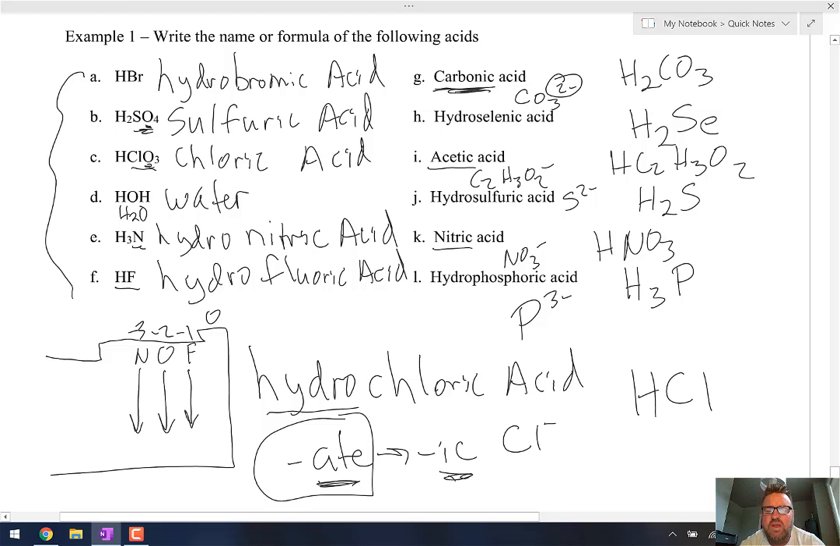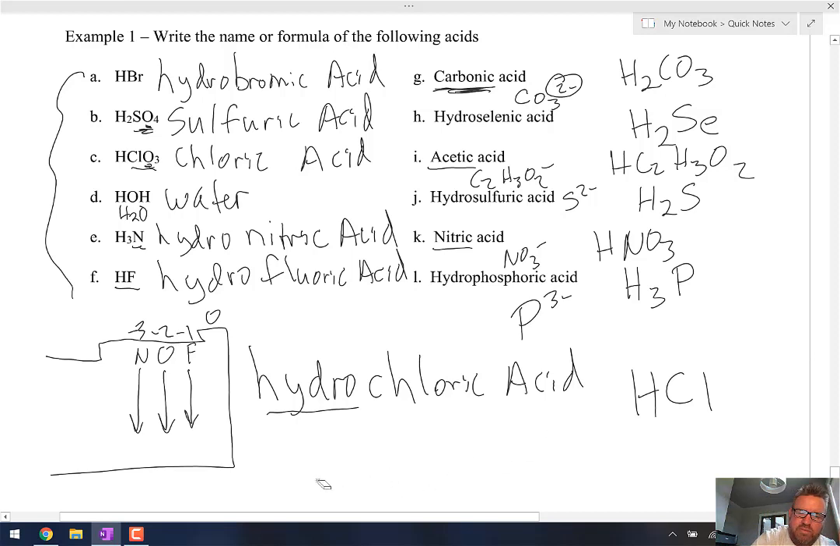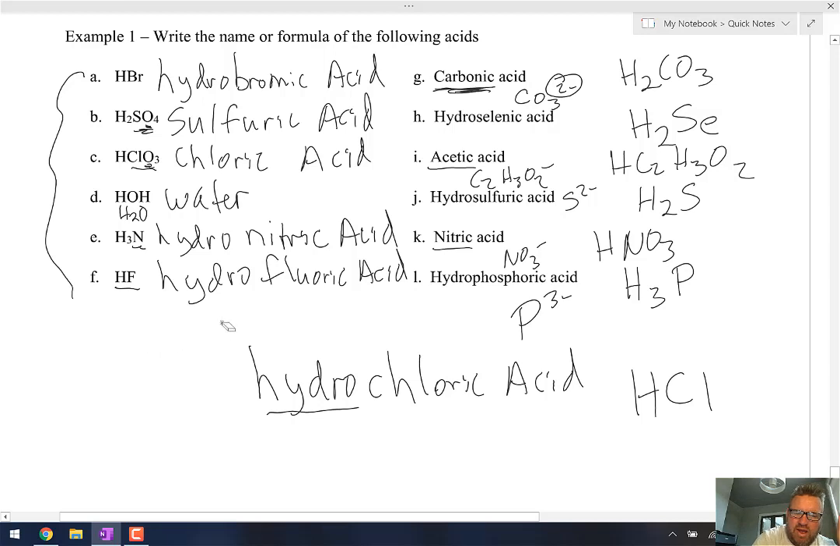So really the key here, guys, is whether there is a hydro in the front or not. If there's a hydro in the front, you have to use the periodic table. You use the element from the periodic table. If it doesn't have hydro in the front, then you use your ions from the list of ions earlier when we talked about ionic compounds.